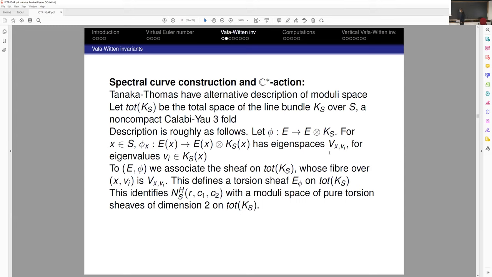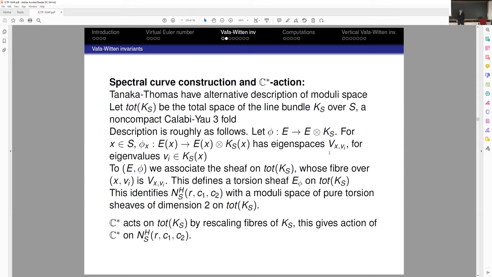And so in the end, you get a torsion sheaf whose support has dimension 2 on this canonical bundle. And in fact, you can go back to the previous thing. And so that means that the moduli space of these things is isomorphic to the moduli space of Higgs pairs that I defined before. It gives me a different description of it, which looks quite different.